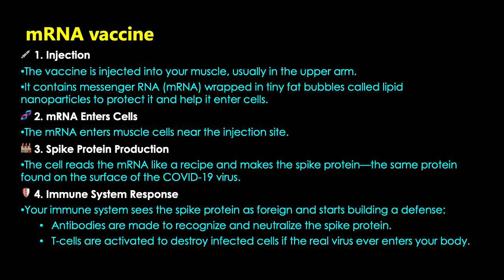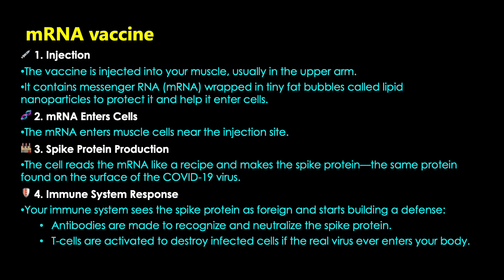Okay, now let's break down how an mRNA vaccine works. Okay, that is the vaccine that is responsible to produce the spike protein in our body. Step one is the injection. Okay, the vaccine is given as a shot in your upper arm. Inside the vaccine is something called messenger RNA, which is like a set of instructions. Okay, these are like a recipe.